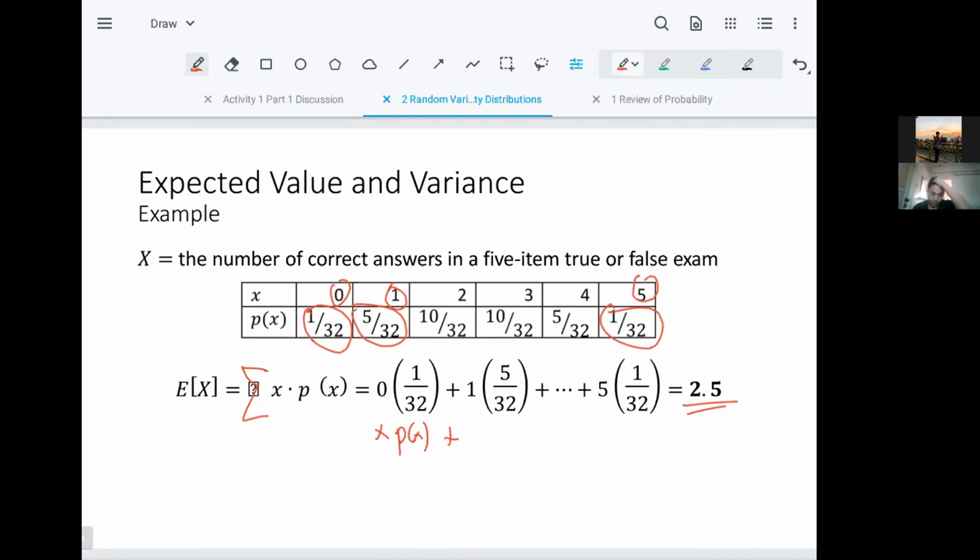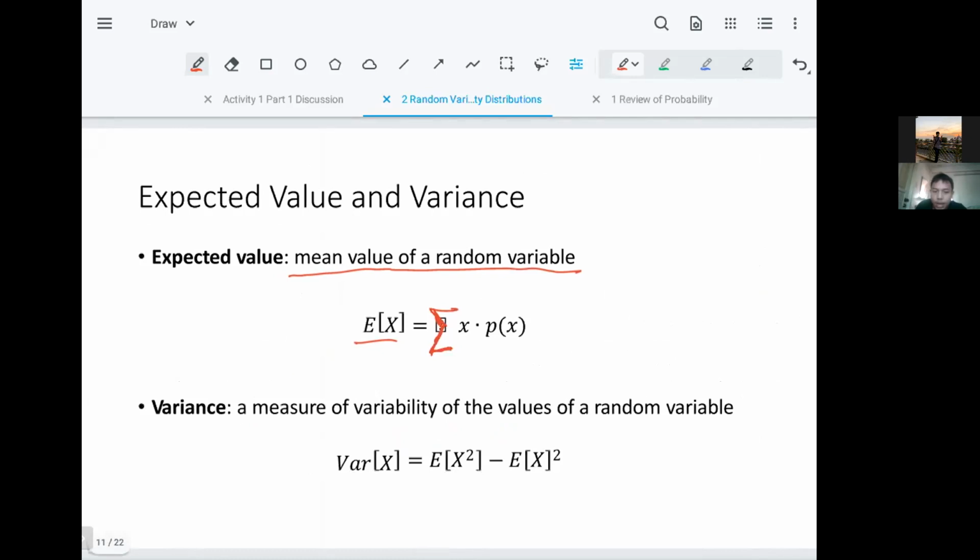Okay. So next, the variance. So the variance of X is going to be computed as expected value of X squared minus expected value of X quantity squared. It's a measure of variability. Ibig sabihin, pag mataas yung variance, spread out yung mga values niya, volatile. Kapag maliit, stable siya, clustered yung values. Okay?